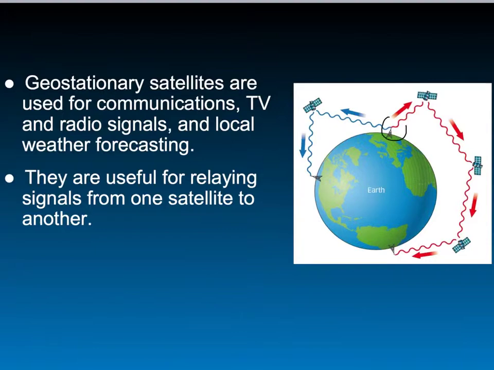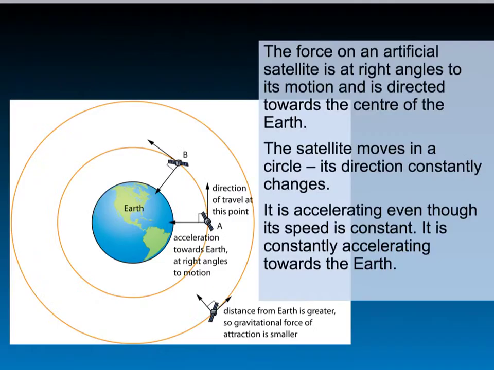They're also very good for relaying signals from one satellite to another. So if we are here, we can send our signal to this geostationary satellite. We can then send it to this one. Then we can bounce it around to this one and then down to here. So it allows us to keep in communication with people that are at the other side of the Earth.